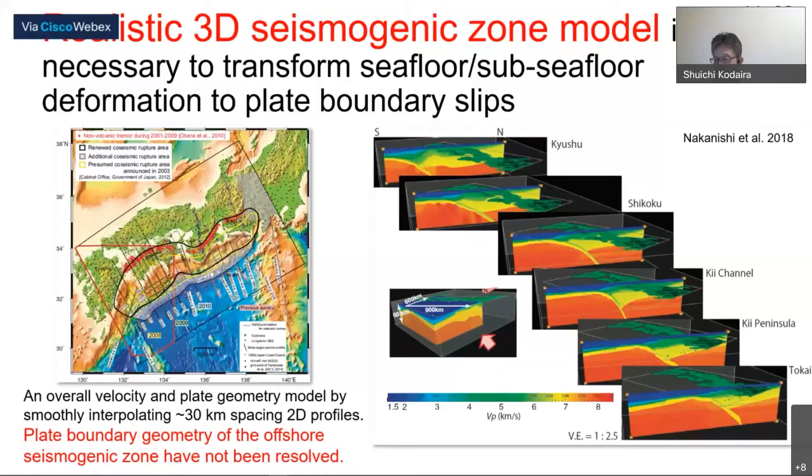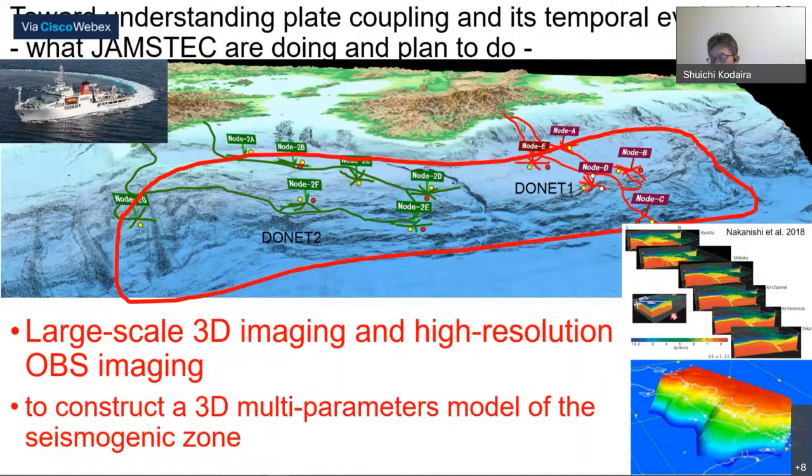So that means we need a more high resolution, realistic 3D geometry of the subduction plate boundary to fully utilize geodetic data. So what we have been doing is large scale 3D imaging and high resolution OBS imaging in the entire Nankai subduction zone to construct a 3D multiscale model. Multiscale means P, S, and density models in the Nankai trough subduction zone.